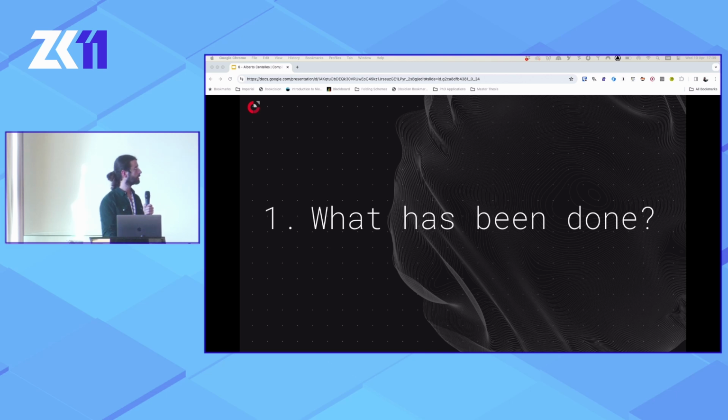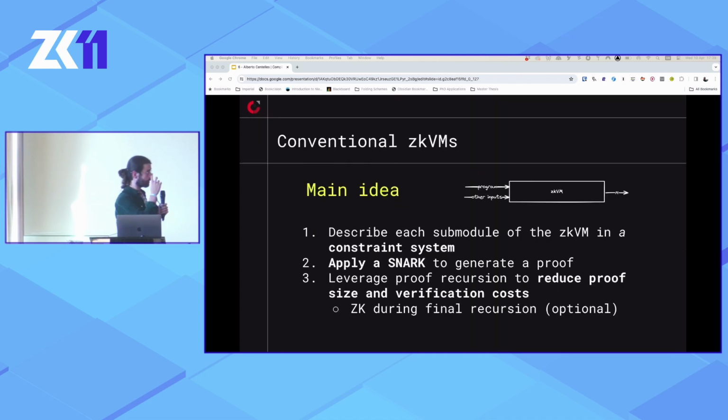So what has been done? I'm going to go through this very briefly because I think in this room we mostly know about ZKVMs. Basically, we describe every submodule of the ZKVM, like the stack, the memory, the execution unit, in a constrained system. We apply a SNARK or a STARK to generate a proof. Generally, we use STARKs because they seem to be concretely more efficient, even though complexity-wise they are worse. And then we use some sort of recursion to reduce the proof and verification costs. And again, optionally, we can also do another recursion for ZK.